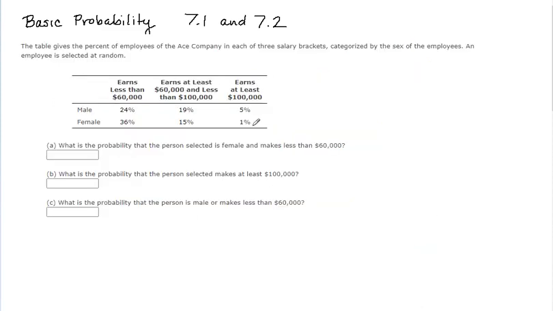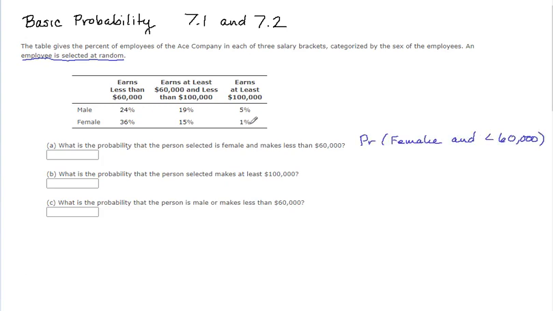Okay, now we've got data in a table, and the table gives percents of employees at the ACE company in each of 3 salary brackets, less than 60,000, between 60,000 and 100,000, and more than 100,000, and then categorized by the sex of the employee, male and female. An employee is selected at random. Okay, that's the experiment, to select one employee and then find the probability that the person is female and less than 60,000.